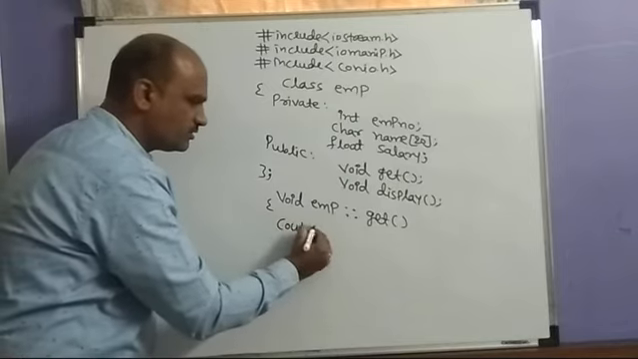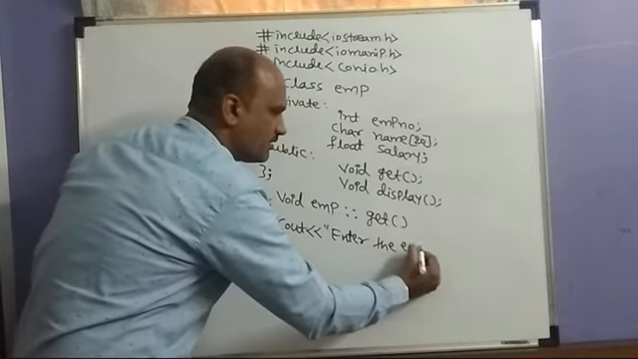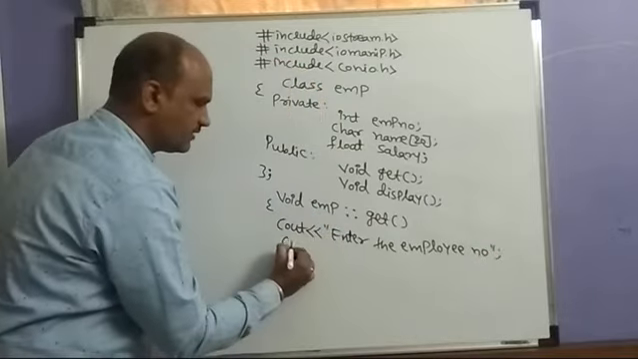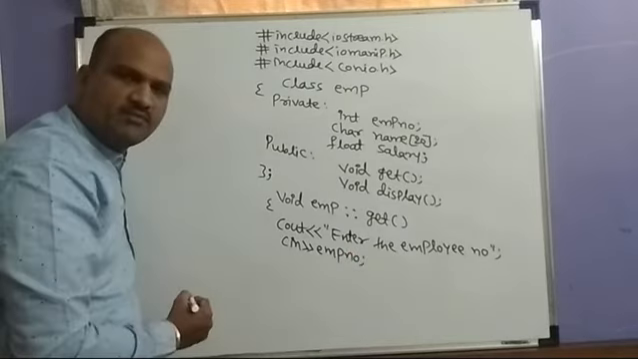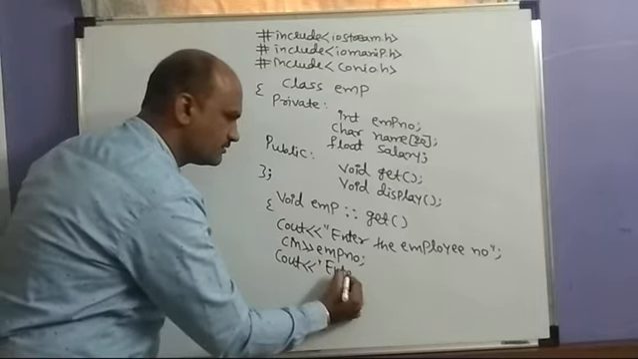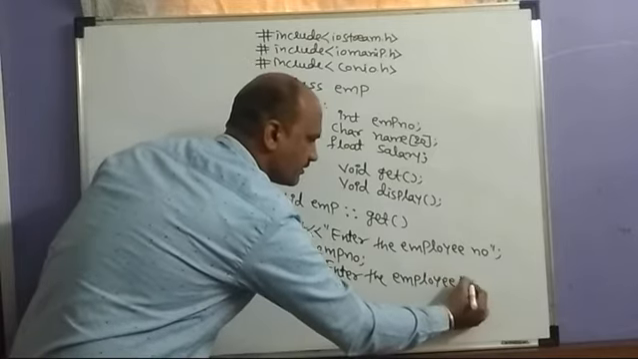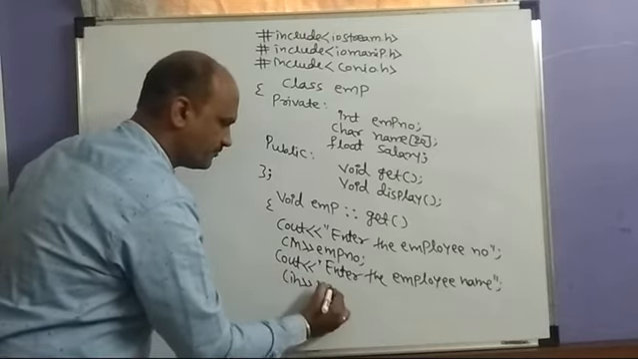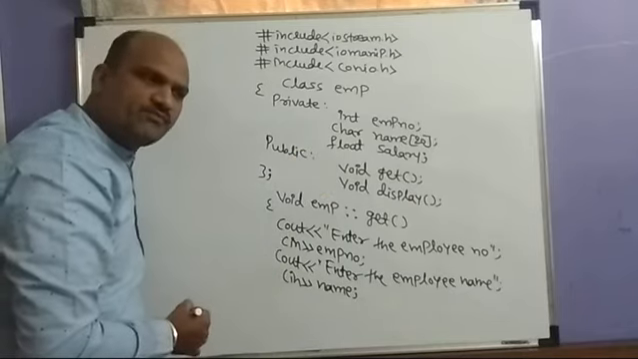So cout enter the employee number. It will read the variable that is declared, emp no. Then the second one, cout enter the employee name. That will be read into the name, which is declared as a one dimensional array, and we have given the size of the array also.